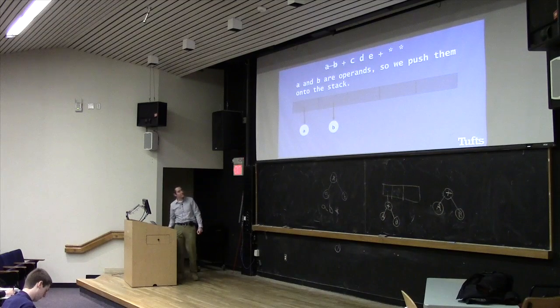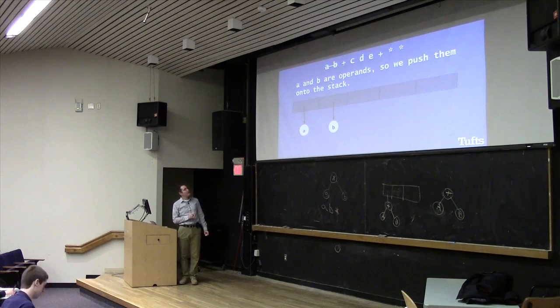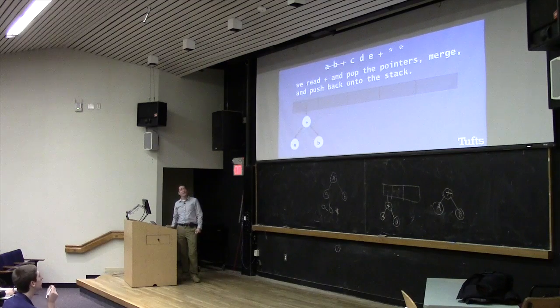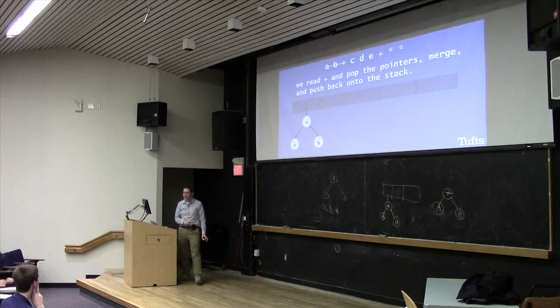Okay, that's exactly what I was just doing. So here's what you do. You read A and B, and they are both operands, so we push them onto the stack. It looks like that. Then we read the plus, and we pop A and B, merge, and push back on the stack. Exactly what we did down on the board here. Now we've got a tree that looks like this. All right, what's going to come next?